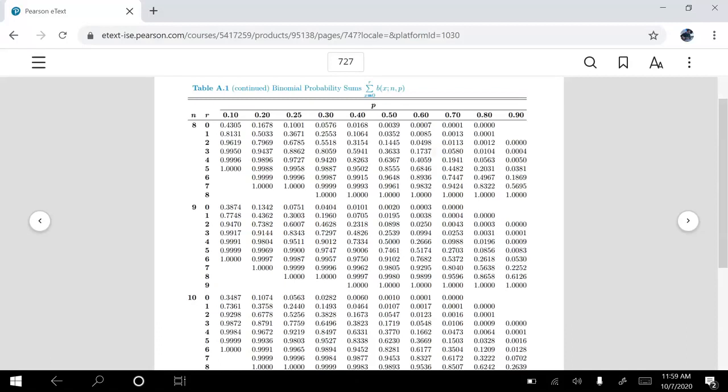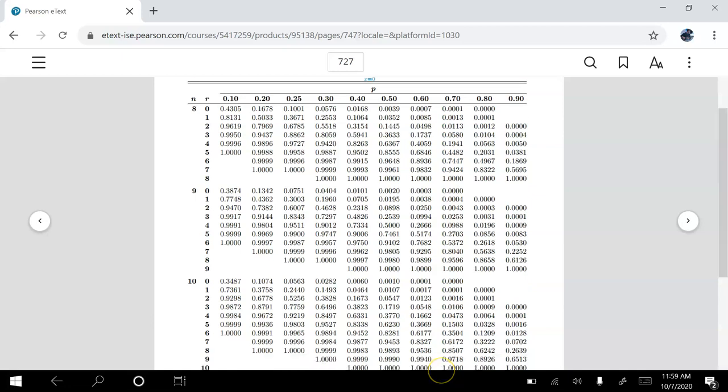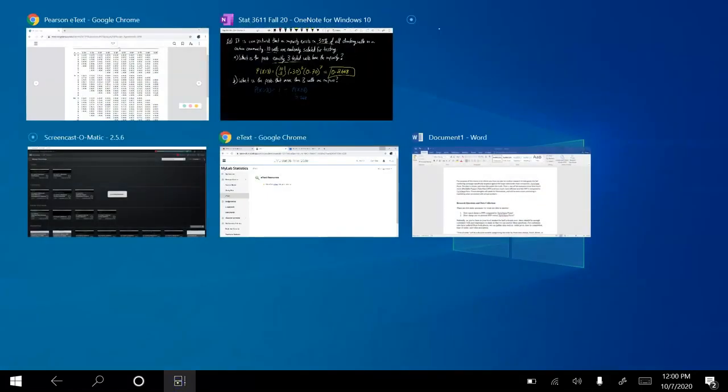We're going to be looking at 10 trials and 3 successes. What's our success probability here? 0.3 would be right here. r is 3, n is 10. I've got 0.6496 there highlighted, right? n is 10, r is 3, success probability is 0.3. So 0.6496, there we go.